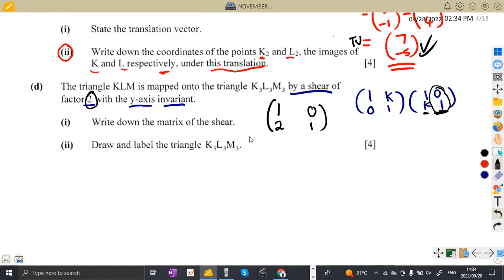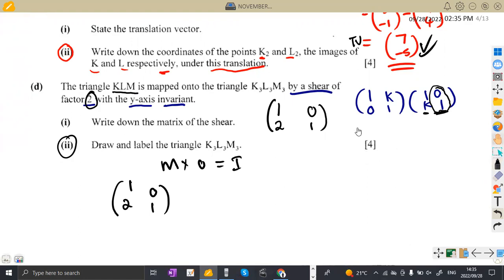Okay. Then from there, after having your matrix, draw and label triangle K3, L3, M3. So how do we draw the triangle? Remember, guys, that matrix times object should give us the image. So we're going to have matrix times object is equal to image. Which is the matrix? This is the matrix that you are given here, 1, 2, 0, 1. That is our matrix, times the object, which is the original triangle KLM.